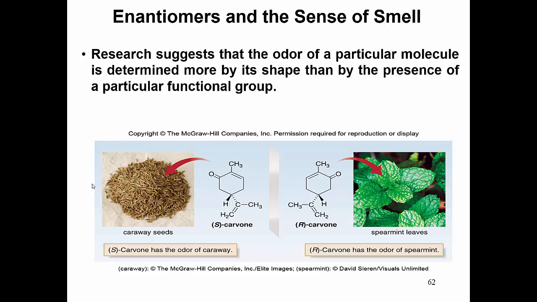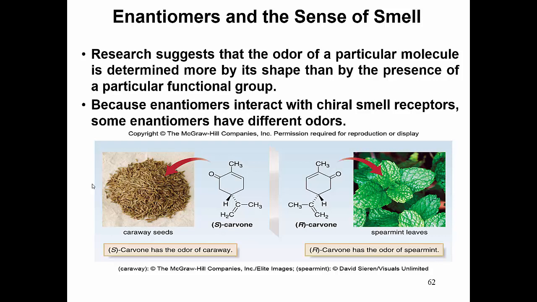So the odors of molecules can actually change due to changing an enantiomer. S-carvone smells like caraway. R-carvone is spearmint. Why would that be? Well, apparently our olfactory receptors are chiral, so they interact with other chiral molecules as if they're different. Because our receptors are chiral, they can distinguish enantiomers.